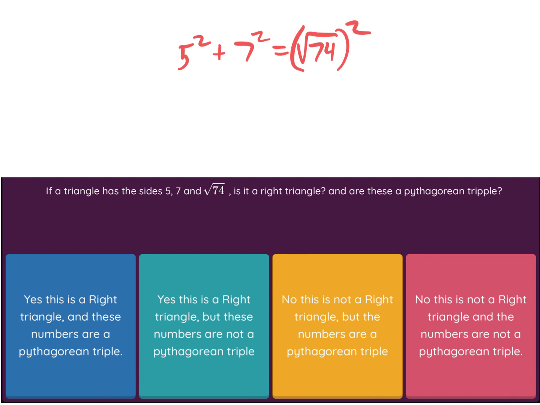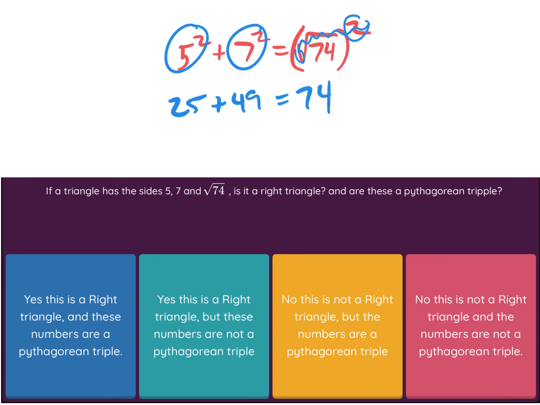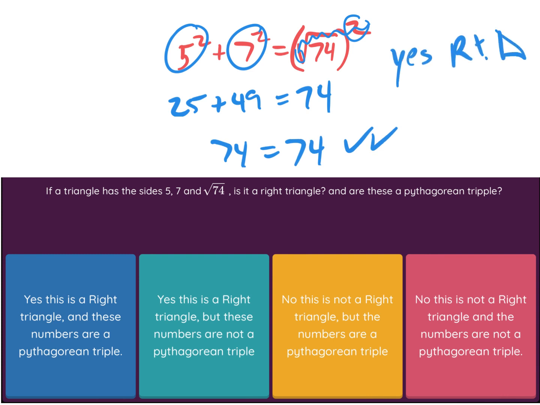They're inverse operations. So what I really have here is 25 plus 49. That's 25 because 5 times 5 is 25. 7 times 7 is 49. Equals, the square and the square root undo themselves, so that's just 74. So if I add 25 plus 49, will it give me 74? And the answer is yes. So 74 does equal 74. So this is, yes, it's a right triangle.